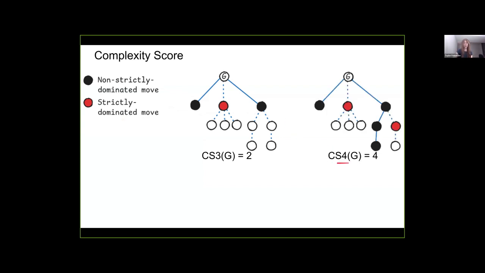So we also define a recursive extension of this, which we follow the non-strictly dominated moves and recursively count them down the tree. And the value of this is 4.